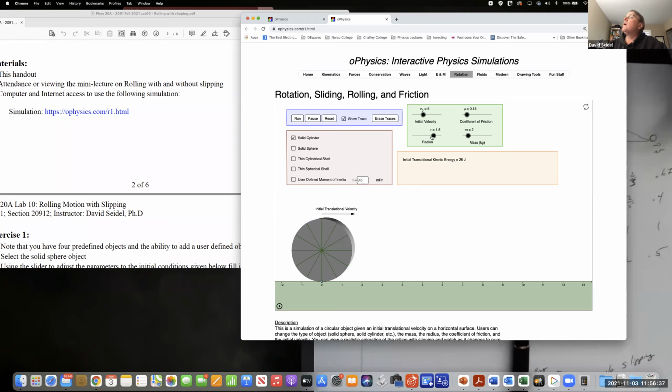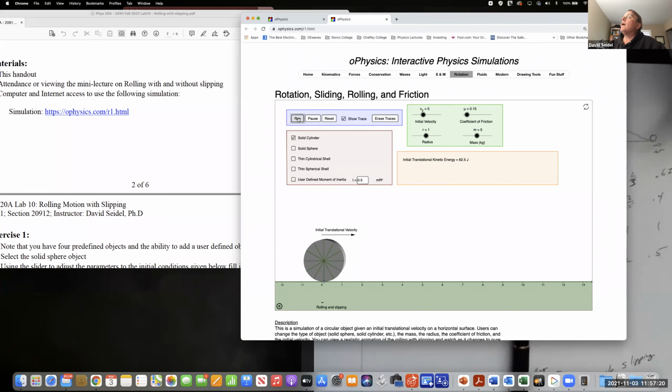Now, we're going to look. Here's our mass. We can change the mass. We can change the coefficient of friction. We can change the radius. And we can change the initial velocity. Now let's just look at an example here, because we're going to look at this whole thing from an example perspective. Here's an initial velocity of 5 meters per second, a coefficient of friction of 0.15, a radius of 1, and a mass of 0.5.